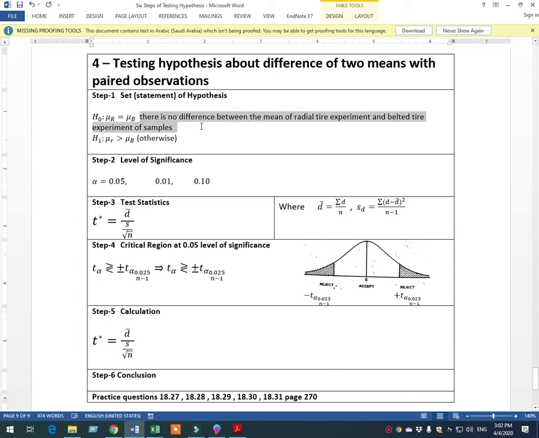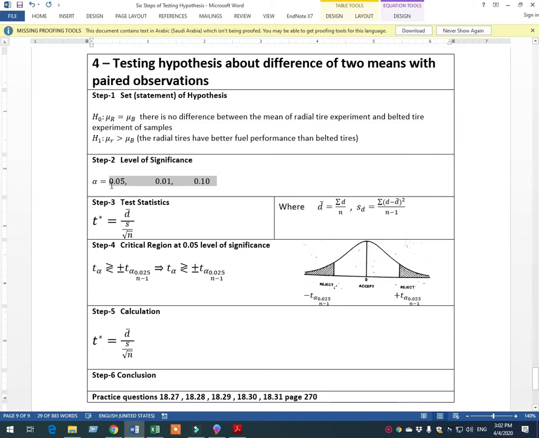The alternative I can explain here descriptively as well, that the radial tires have better fuel performance than belted tires. So that is, in fact, the correct form of our hypothesis.